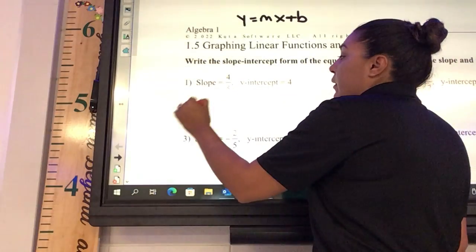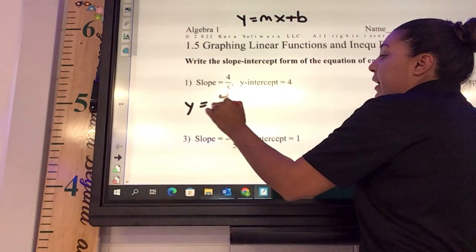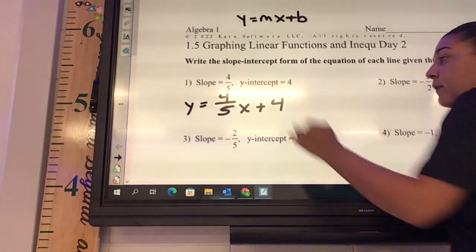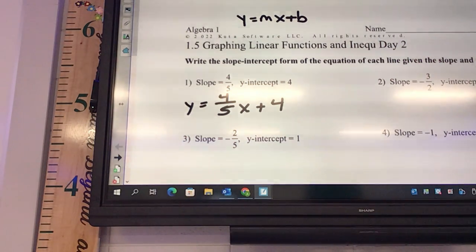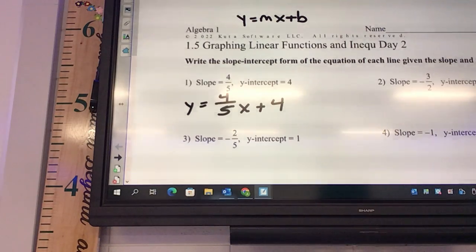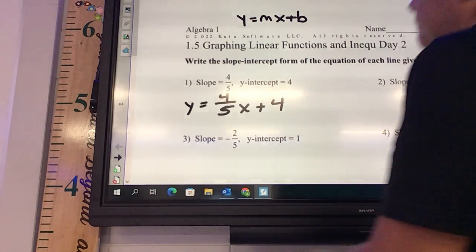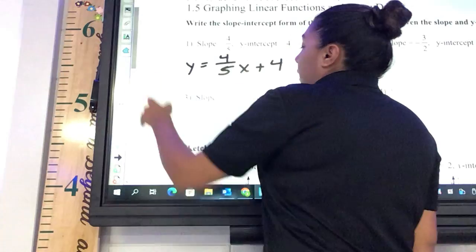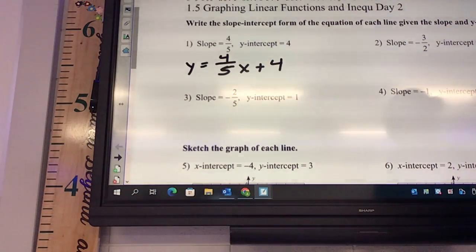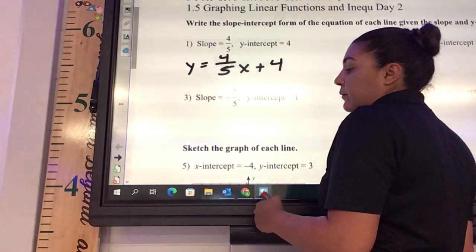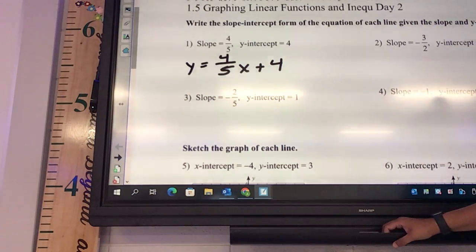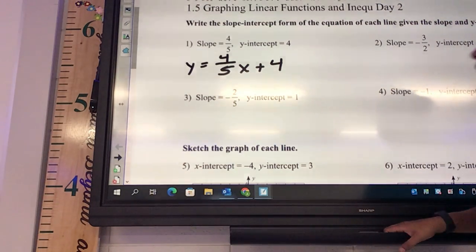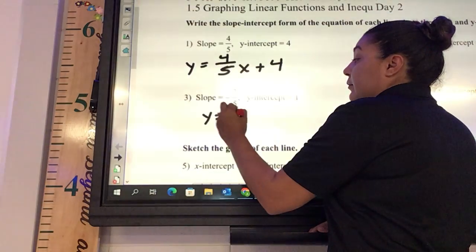So number one should look like what? Y equals 4 over 5, x plus 4. Alright. Okay, 3 should look like what? Y equals -2 over 5x plus 1.